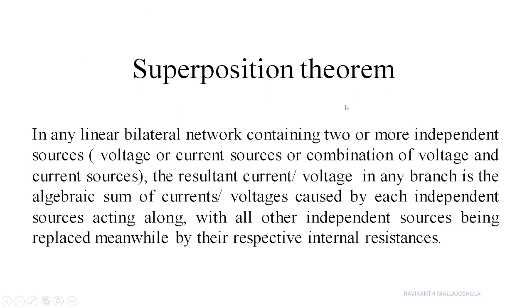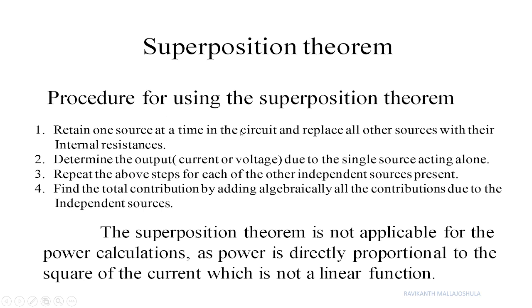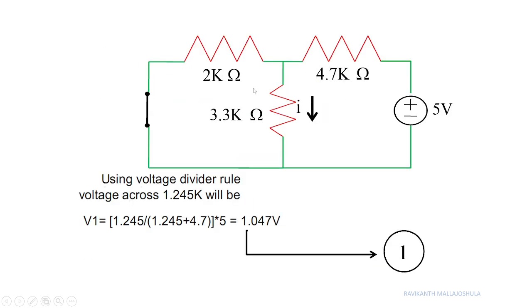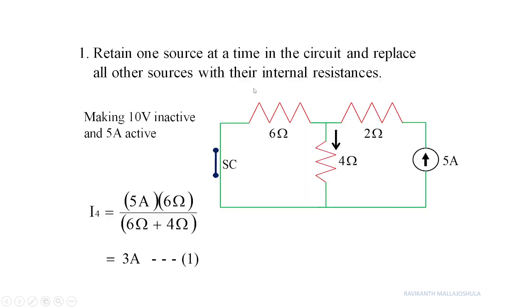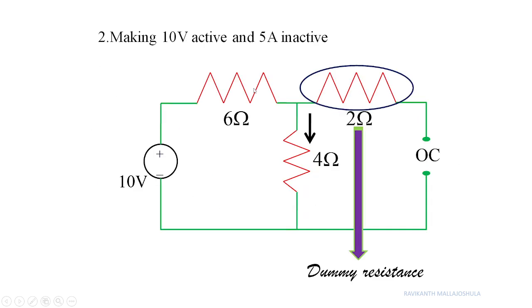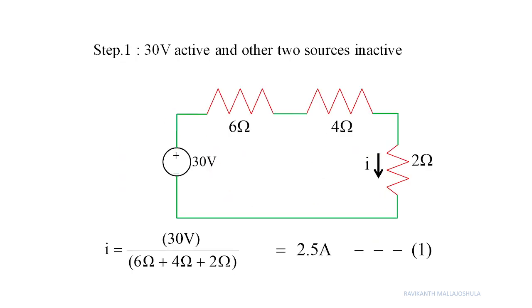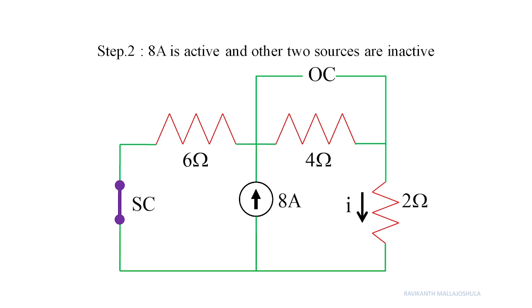Then we have the superposition theorem, whose definition is given by this statement. Then, how to obtain a particular solution using the superposition theorem, for that I have mentioned the steps. Then an example is taken where you have two voltage sources and you need to calculate the value of voltage drop across 3.3 kilo ohms. So the steps are repeated here as 1 and 2, and similar problems are done with the current sources, and 3 problems I have solved here for the superposition theorem.